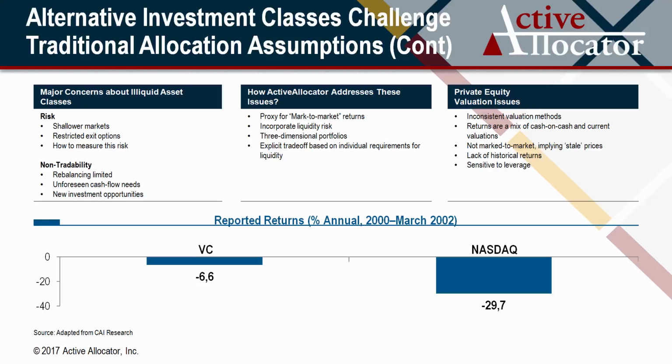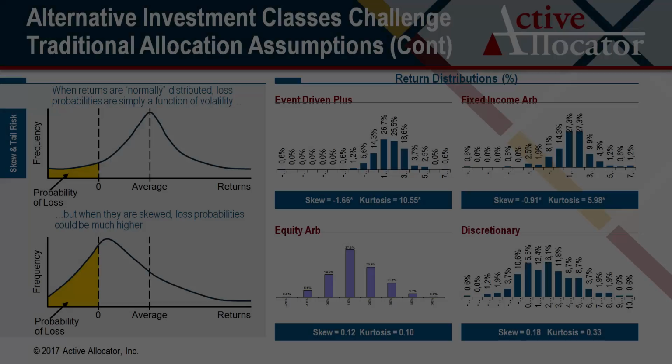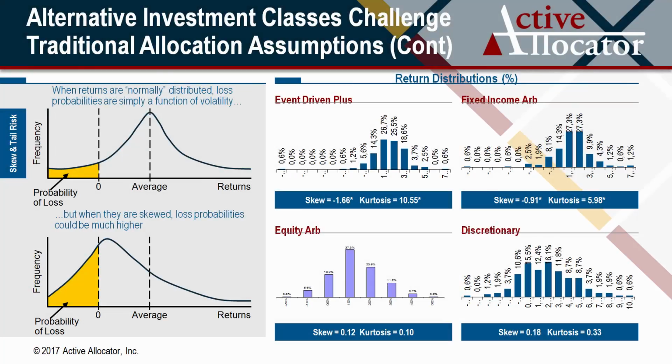Active Allocator corrects data for stale pricing and serial correlation. We optimize for skew and kurtosis effects. We make illiquidity premium adjustments. We incorporate extreme but rare downside events as well as drawdown periods in our algorithms. Extreme event tail risk is difficult to quantify, and downside risk capture is difficult to measure.